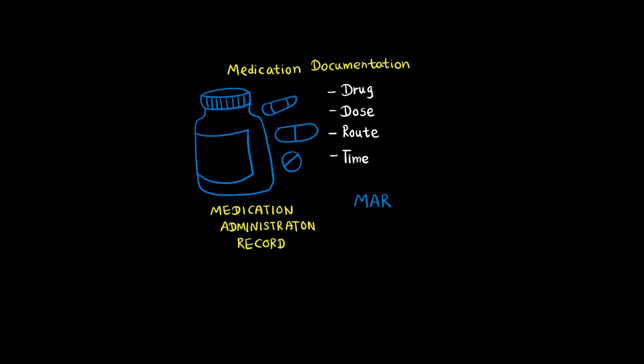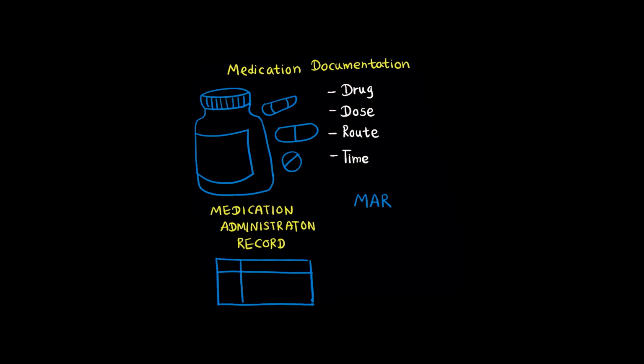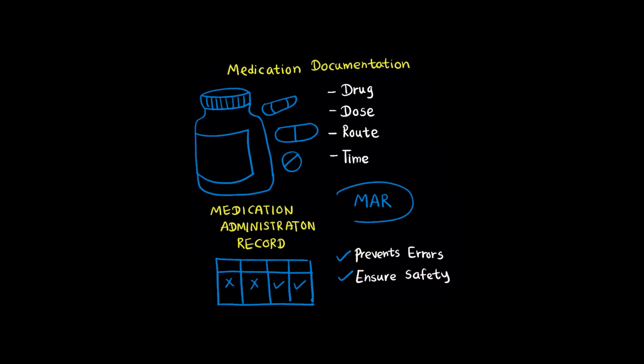It records what drug was given, how much, by which route, and exactly when, creating a complete medication history during the stay. This isn't recorded in progress notes or nursing flow sheets, which serve different documentation purposes in patient care. The MAR helps prevent medication errors, ensures continuity when shifts change, and provides crucial information for medication reconciliation at discharge.